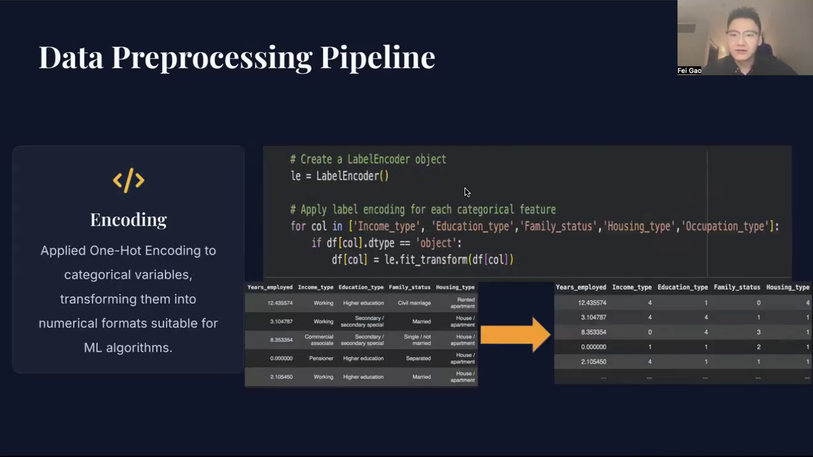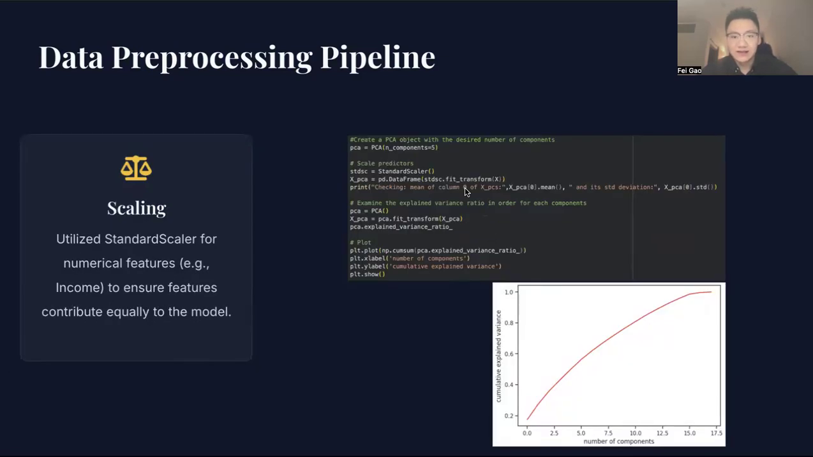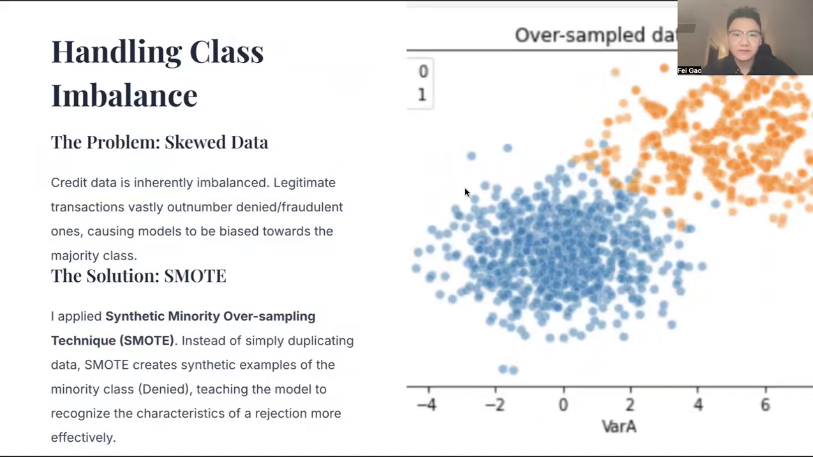Encoding. For categorical variables, I applied one-hot encoding to convert them into a numerical format suitable for the algorithms. Scaling. Since I plan to use logistic regression and PCA, I standardized the data using StandardScaler to ensure features with large ranges, like total income, didn't dominate the objective function.